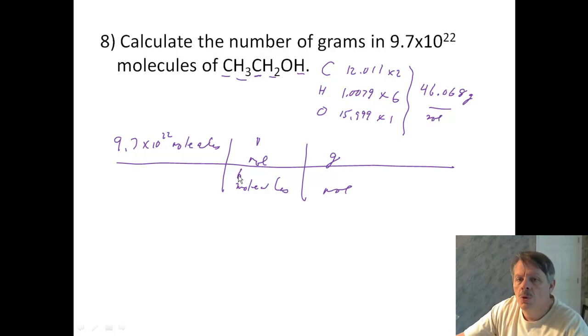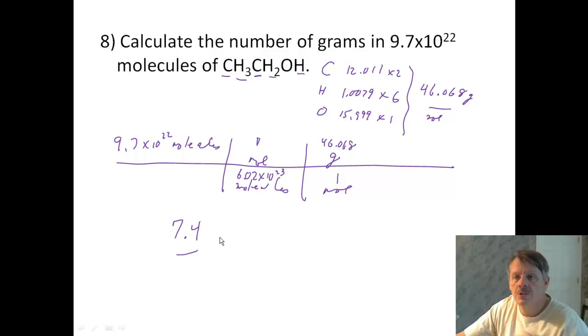So 1 mole is 6.02 times 10 to the 23rd. My grams is 46.068, and my moles is 1. So as I go through this problem, my answer is going to be 7.4. Notice only 2 sig figs, because that's what was given to me in the problem. 7.4 grams is my answer of, what is it, whatever this stuff is. Okay, CH3CH2OH.